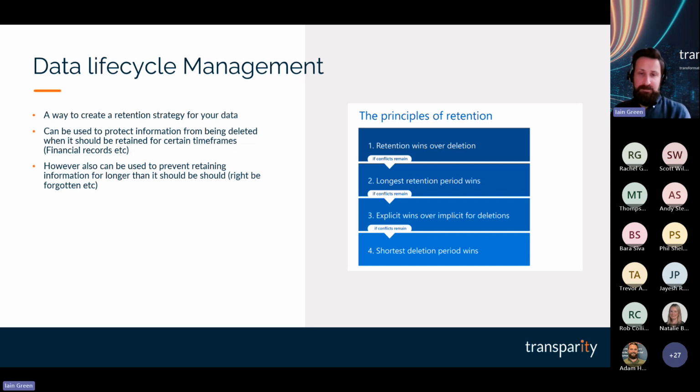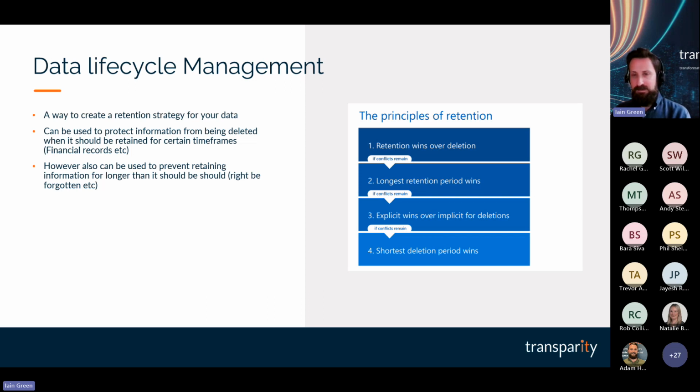The other side to that coin is that if you have information that you don't want to retain, for instance, things like personal information or personal data, or just to keep a cleaner environment, you can again set up a deletion policy so that items are kept for a certain amount of time and then automatically deleted. And there can be multiple triggers on how these policies work. So it could be from when files are created, but the one that we'd normally recommend is when a file is modified.